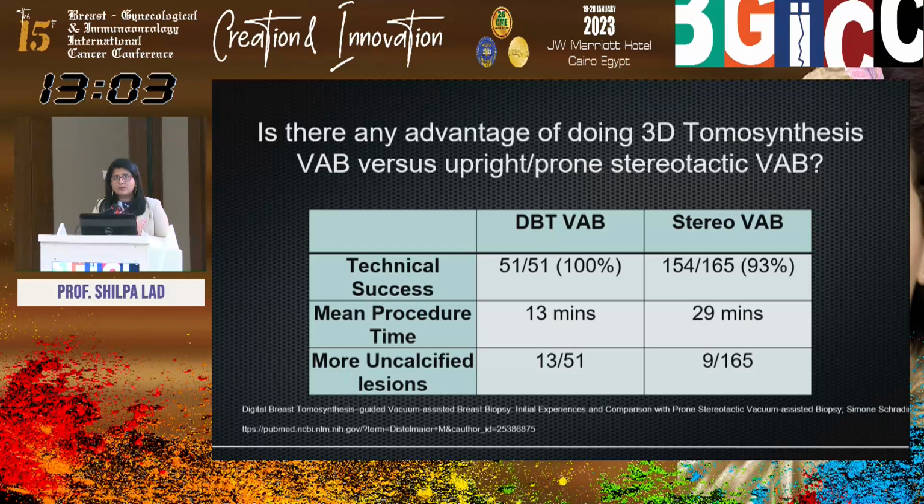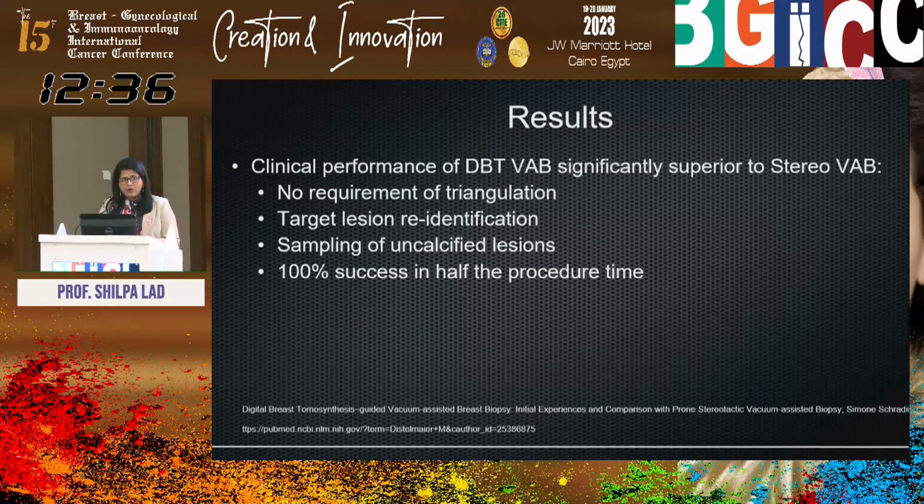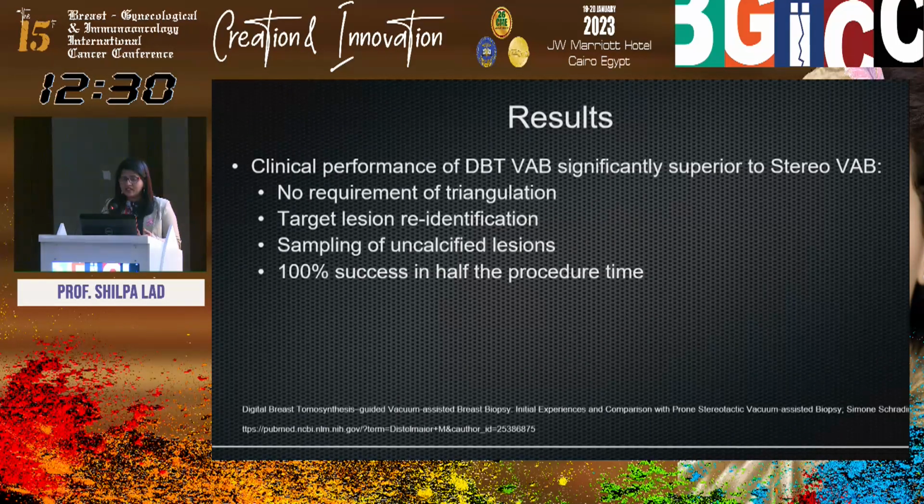However, the big difference was the procedure time. Procedure time for a tomo VAB was about 13 minutes as against a stereo VAB which was about 29 minutes. In half the time, you can do the same procedure. Most non-calcified lesions are better identified, like architectural distortions, but even microcalcifications, you have no problem, except for the faint amorphous ones. Most other microcalcifications are very well seen. Okay? So no requirement for triangulation, target lesion re-identification, sampling of non-calcified lesions, and 100% success rate in half the procedure time. So what more could we ask for?